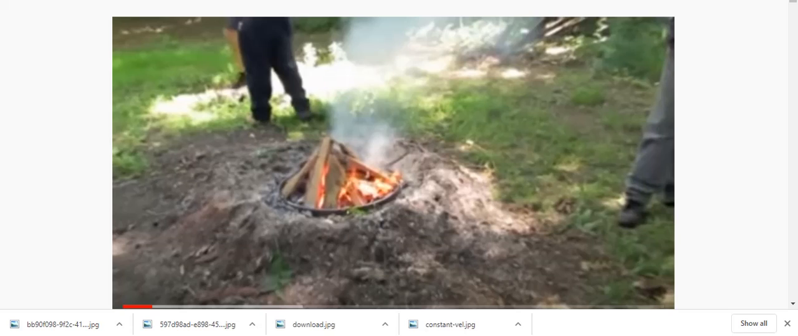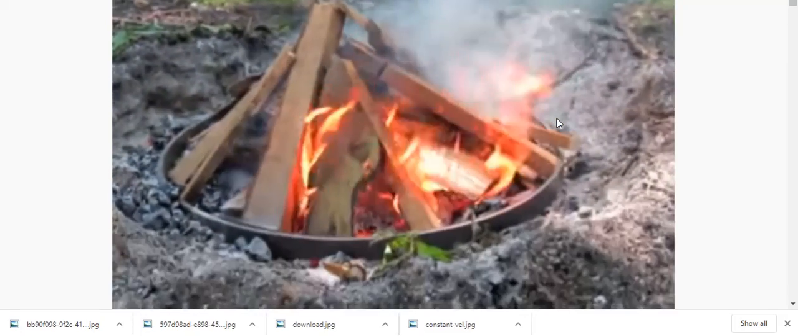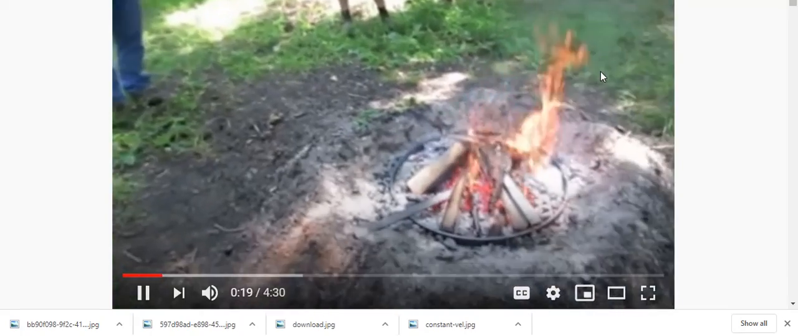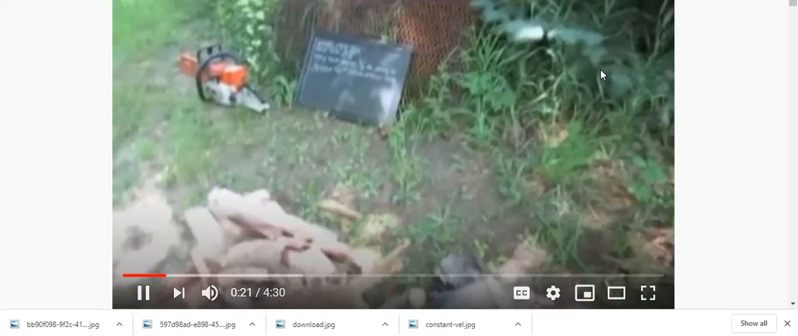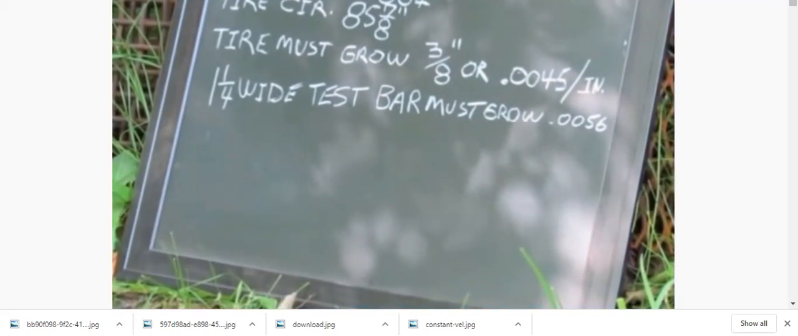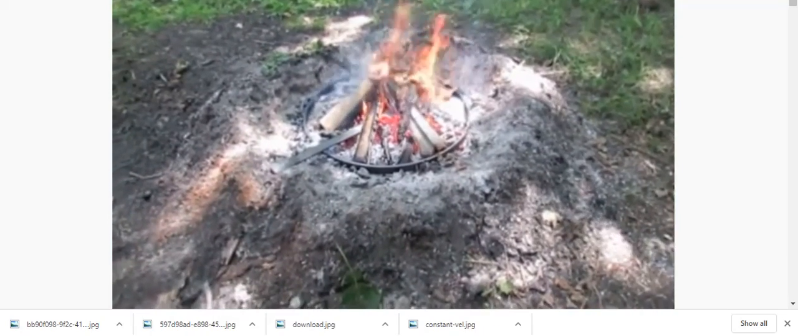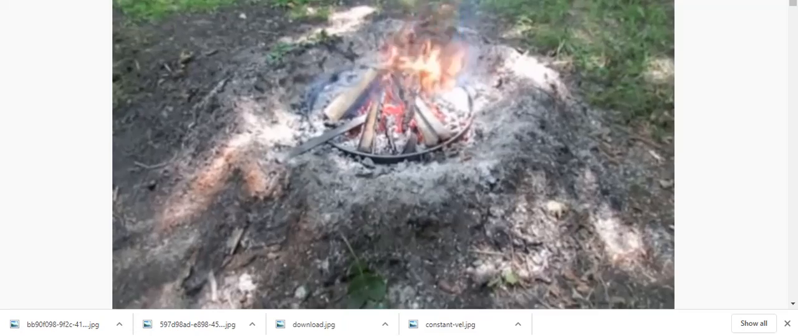Let's see a practical application of this phenomenon. Go on about 10. So we've got 85 and 7/8, 86 inches. 86 times 10 is 860, which is 7/8 of an inch. And we only need 3/8. So the circumference should be half an inch more than we need. If the tire is as hot as that bar, I've got that bar right in the coals. Chances are the tire's not as hot.